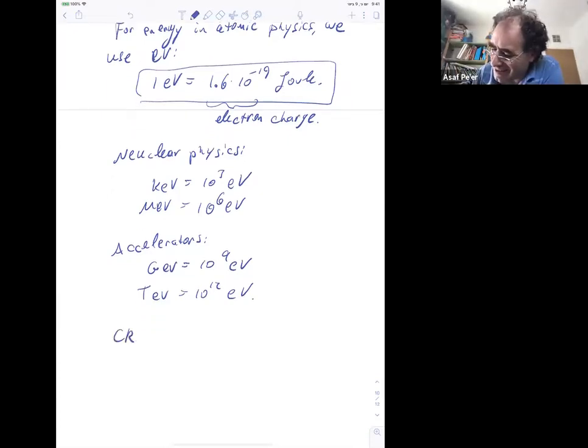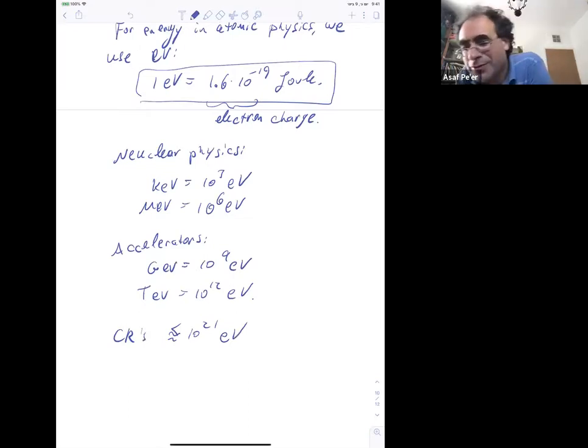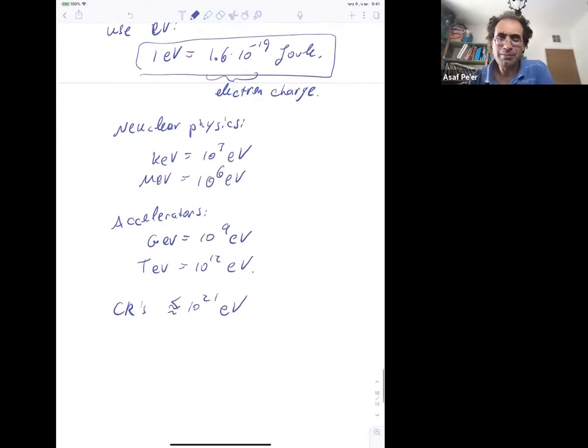In cosmic rays, we speak about 10 to the 21 electron volt. Now, this is the energy that you can accelerate. What we do in accelerators, we accelerate 2 beams and we let them collide. So the actual energy that they get is higher than that. But for a single beam, that's pretty much what is being accelerated.